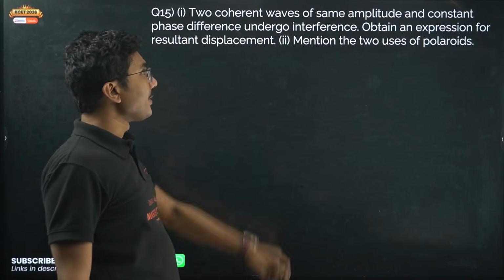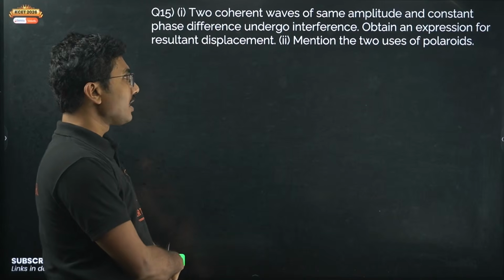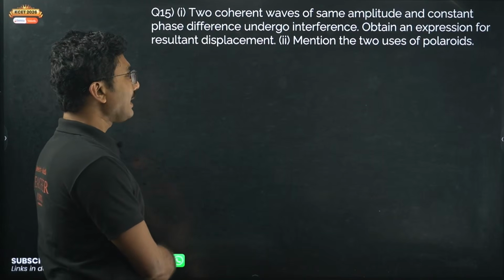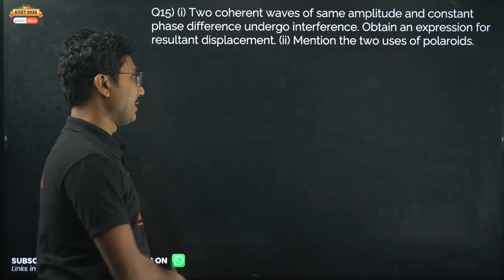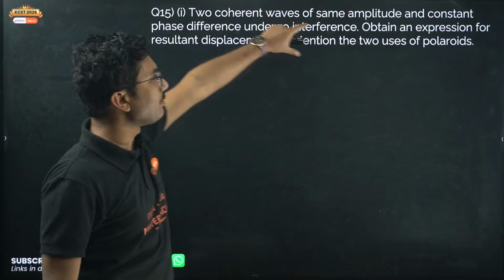Two coherent waves of same amplitude and constant phase difference undergo interference. Obtain an expression for resultant displacement. Number 2, mention 2 uses of Polaroids. Now this is a 3 marker, 3 plus 2 question.